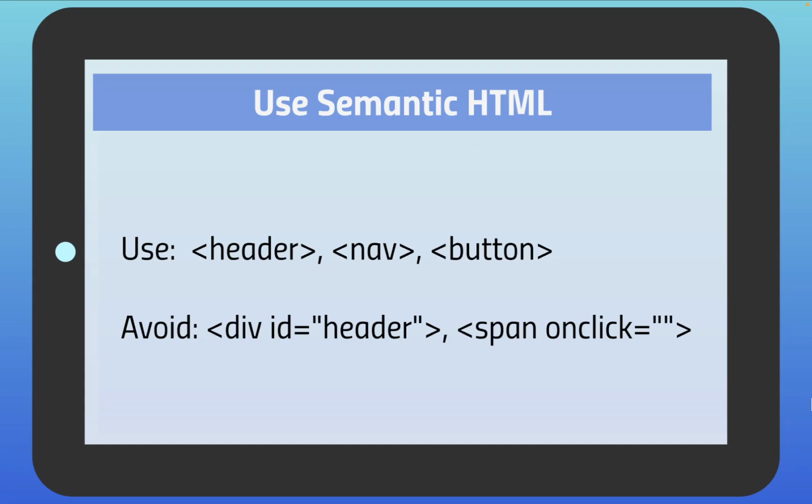Use semantic HTML. Semantic elements describe their function in the document structure. They help assistive technologies understand and communicate the content's purpose. Use things like header, nav, and button instead of unsemantic tags like div or span.